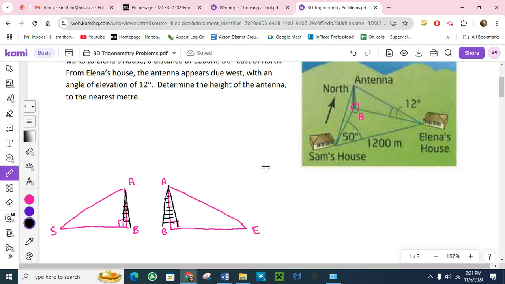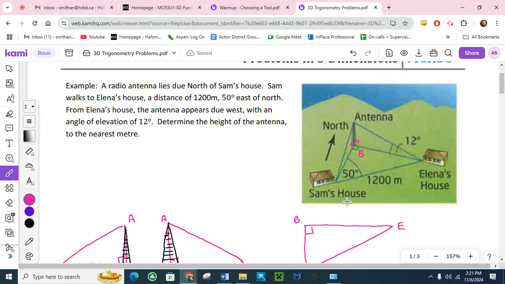And then we have the right angle triangle formed between Elena's house, Sam's house, and the base of the tower. I'm going to draw it like this. Base, Elena. All right, now let's add in what we know.